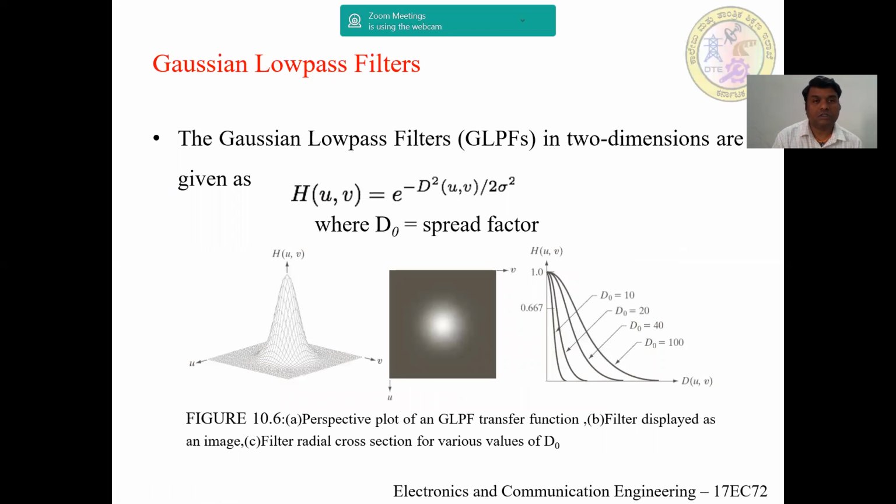Gaussian low pass filters. The Gaussian low pass filter in 2 dimensions is given as H(u,v) equal to e to the power of minus D squared (u,v) by 2 sigma squared, where sigma is equal to D0, the cutoff frequency. In the figure, you can see the perspective plot of the Gaussian low pass filter transfer function. B is the filter displayed as an image. C is the filter radial cross section for various values of D0.